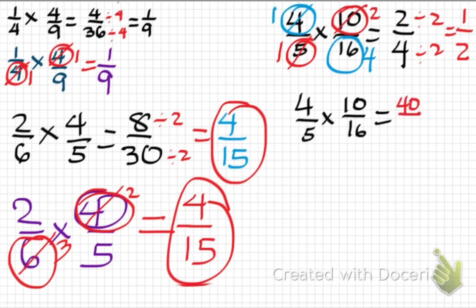We have 1/2. So if we multiply it across, we have 40 over 80. Both divisible by 40. So 40 divided by 40 equals 1 and 80 divided by 40 equals 2. So our simplified fraction is 1/2.